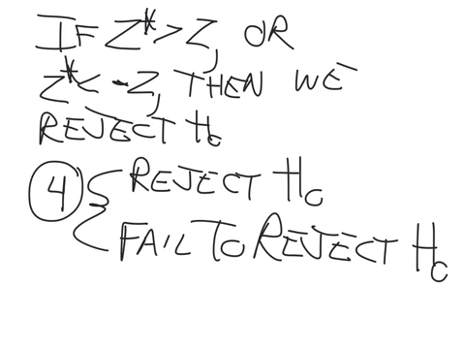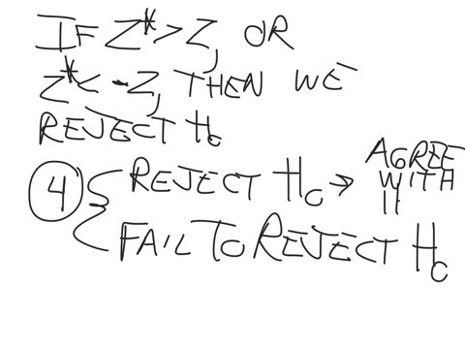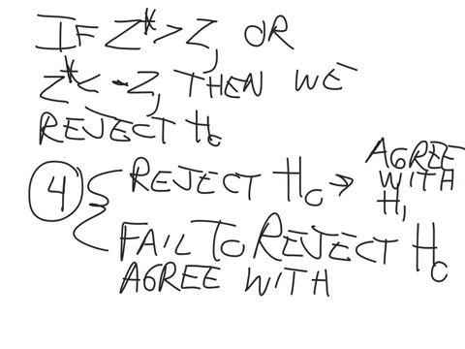Okay? Now, when you reject H0, just a quick note, you agree with H1. When you fail to reject, you agree with H0. And that's going to be important in a couple movies from now when we talk about type 1 and type 2 error, if you want me to do one of those. Okay? Hope this wasn't too boring, and I hope you found it useful.